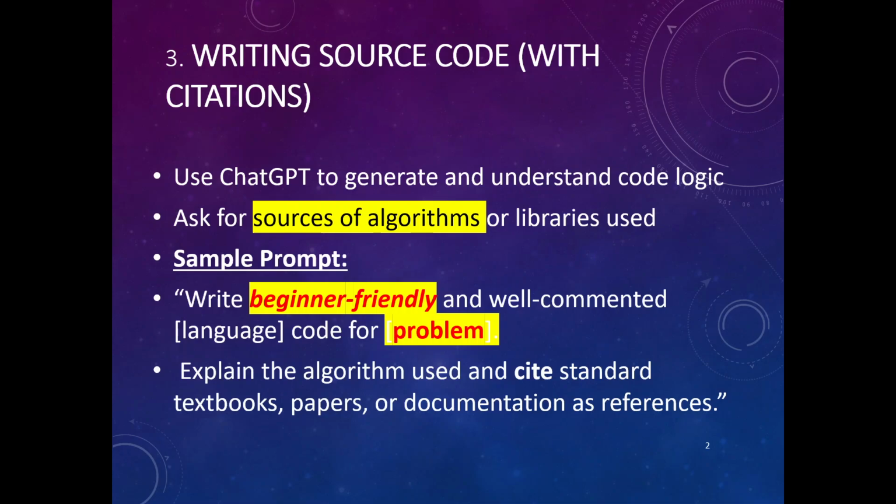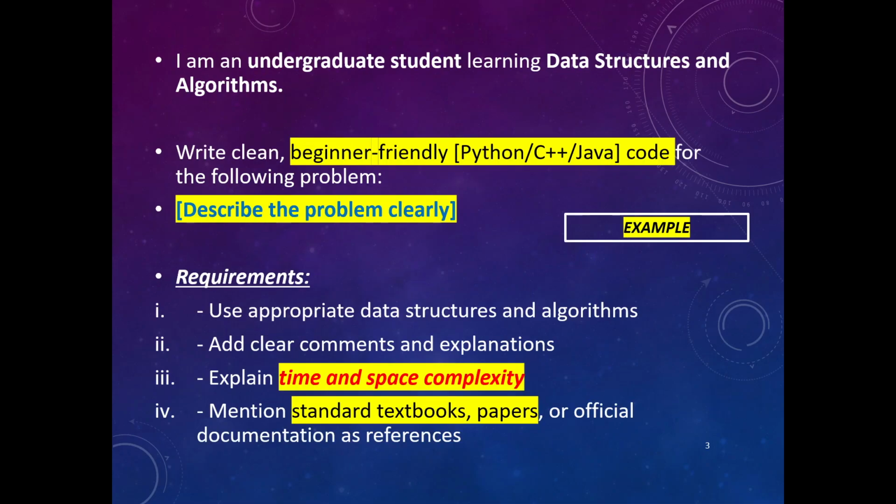Ask for the source of algorithms or libraries used. So the sample prompt should look like this. Write beginner friendly and well commented language code for a problem. Explain the algorithm used and cite standard textbooks, papers, or documentation as references. So this is an example prompt that I have covered for you today.